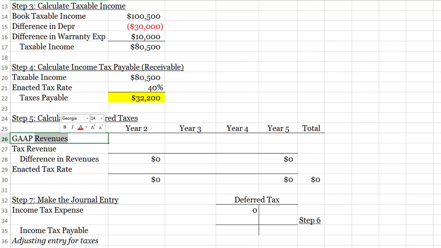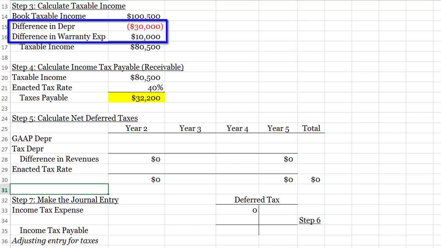And let's see, this is not going to be revenues. This is going to be for depreciation. And we'll do the warranties in just a minute. Now, the rule here is that we need 1 table in step 5 for every adjustment in step 3. So we'll start with depreciation, but we'll add a warranty in just a bit.